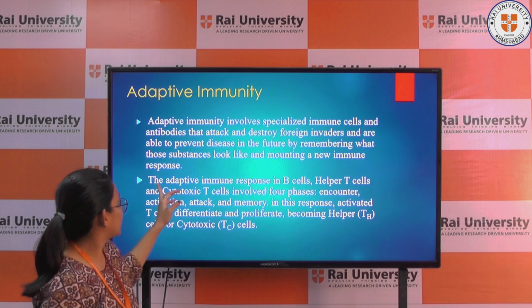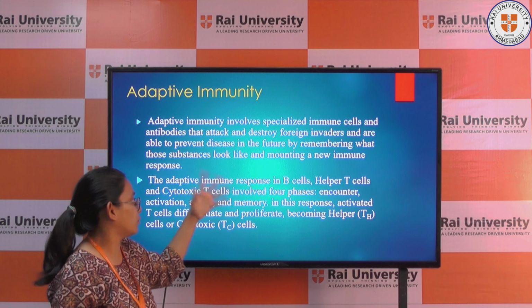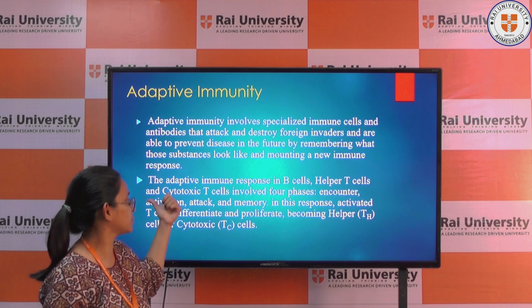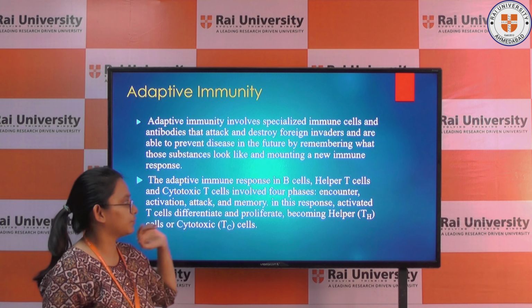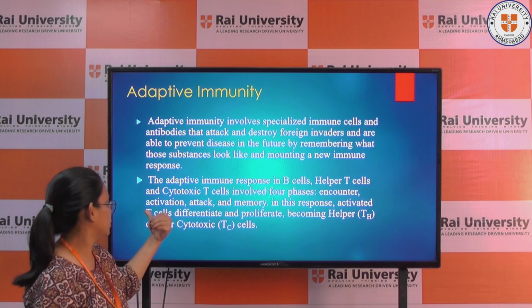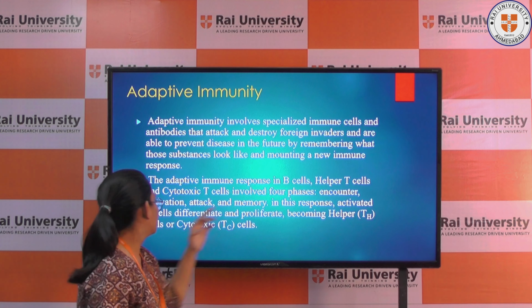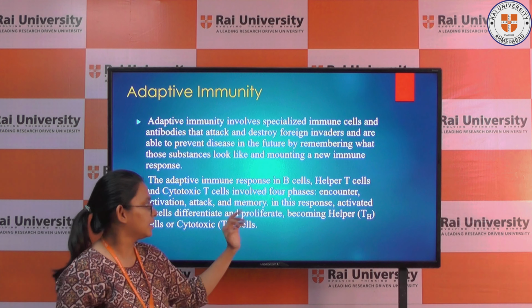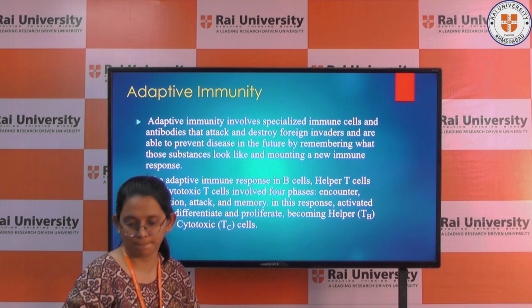The next topic is the adaptive immune response, in which B cells and helper T cells, as we have briefly seen in the diagram, are involved in four phases: encounter, activation, attack, and memory. In this response, cells activate, differentiate, and proliferate, and helper T cells become cytokine-secreting T cells.